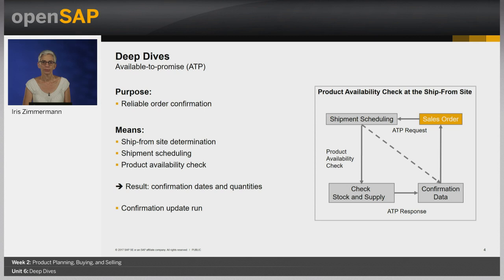Even without the product availability check, this results in a confirmation, but done purely based on the shipment scheduling as displayed with the dotted line in the graph. The confirmation update run recalculates confirmations for a set of sales orders, for example, to distribute quantities amongst these to consider changed supply situations. Now I would like to focus on the shipment scheduling, assuming the ship from site is determined.